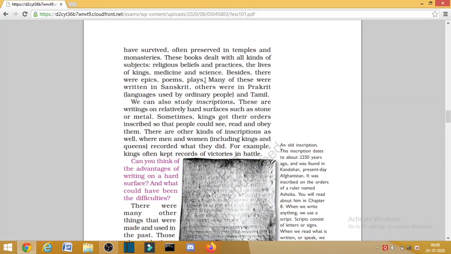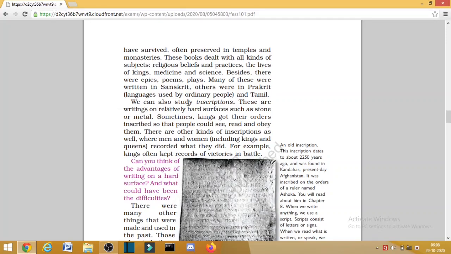Ramayana and Mahabharata are the two greatest epics of India. Many of these were written in Sanskrit, others were in Prakrit, the language used by ordinary people. Prakrit means languages used by ordinary people, and Tamil also.